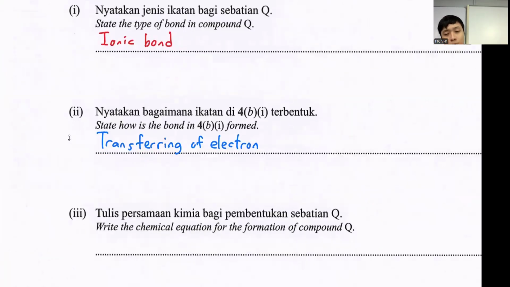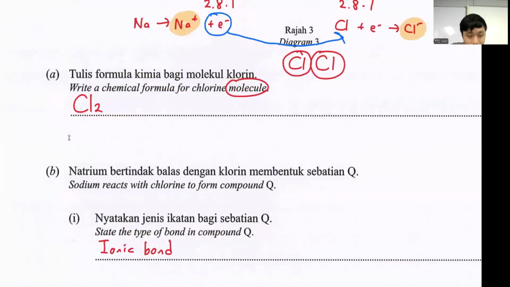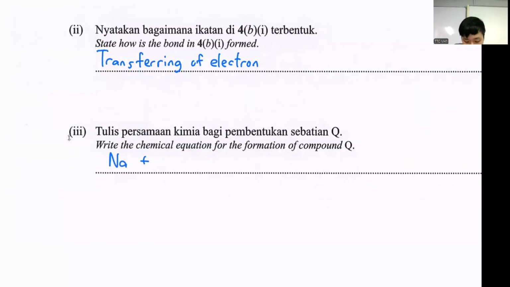Right, the chemical equation for the formation of compound Q, another equation. Many students write it just like this: Na plus Cl gives NaCl, and hope it is correct. Of course you get 0 mark in this case. You have to remember sodium is single, yes. Chlorine is not single; chlorine exists as a molecule. So normally you write Na plus Cl2.